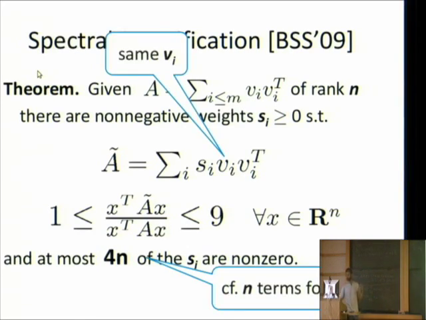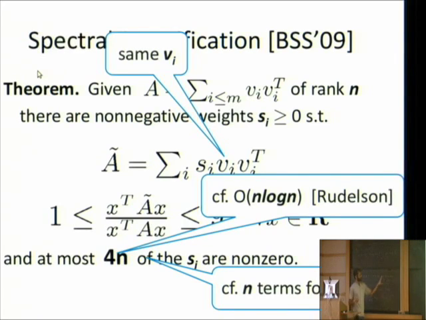So the advantage of this is you get the same Vi, you don't have to go to eigenvectors, and also the number of terms, 4n, is more than the rank, but it's not that much more. It's only a constant times the rank. And it's worth mentioning that there were results in this direction before, and Rudelson had shown that you can do this with order n log n terms.